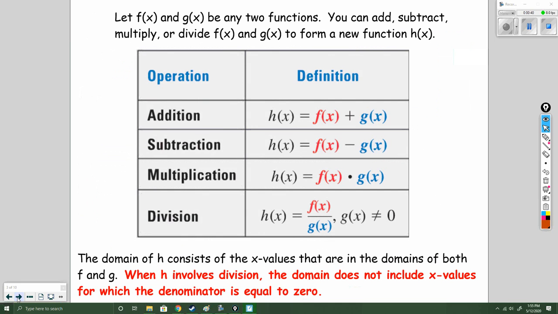Okay, so what we're going to be talking about is operations of functions. One thing that we can do is add, subtract, multiply, and divide two functions. If we say one function is f of x and another is g of x, we could make a new function called h of x by adding, subtracting, multiplying, or dividing.